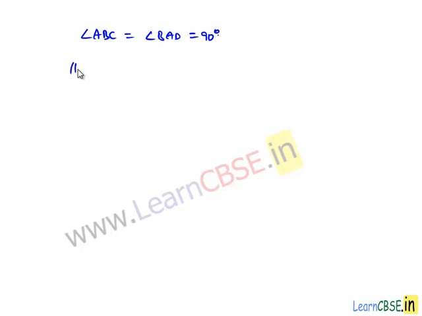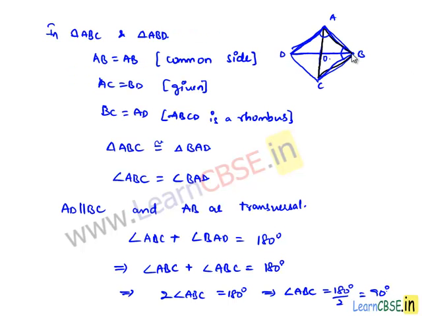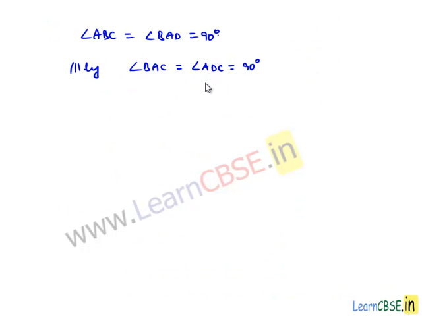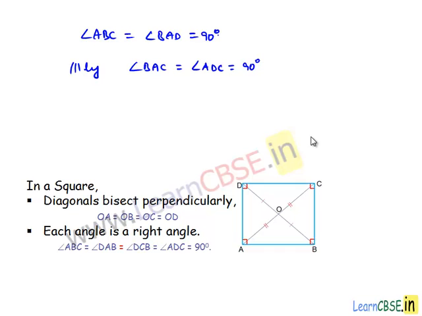Similarly, we can prove that angle BCD is equal to angle ADC is equal to 90 degrees by considering the triangles BAC and ADC. So here the angle between the adjacent sides is 90 degrees and all the sides are equal. So we can say that ABCD is a square. This is what the proof required for us.